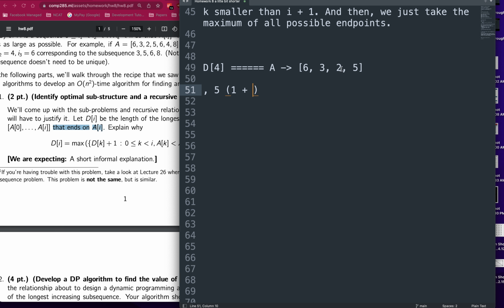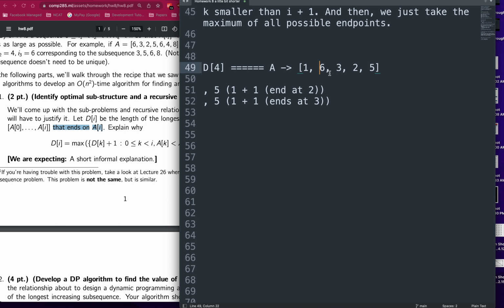Then we're saying, well, it could be the one that ends at 2. What is the length of the longest increasing subsequence that ends at 2? It's actually 1, because if it has to end at 2, it includes 2, but that means it cannot include 6 or 3. So this is 1 because it ends at 2. The other option is 1 plus the subsequence that ends at 3. Again, that one is also 1 because it ends at 3 and it can't include the 6.